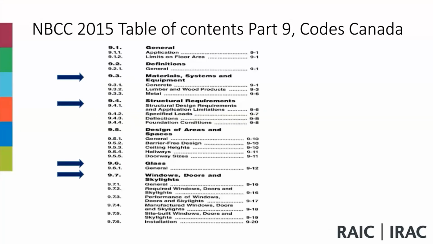We looked at material, systems and equipment. Some of the provisions relate to concrete, lumber and wood products, and metals, and the specifications that they need to meet to be used under Part 9 buildings. We looked at the structural requirements: the structural design requirements, applicable limitations, design loads, deflection, and foundation conditions under 9.4, which we're going to see first. There are provisions related to glass and loading of glass.